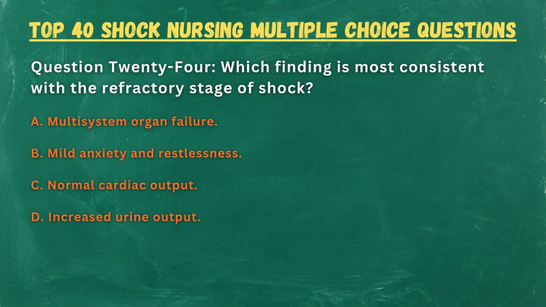Question 24. Which finding is most consistent with the refractory stage of shock? A. Multisystem organ failure. B. Mild anxiety and restlessness. C. Normal cardiac output. D. Increased urine output. Answer: A. Multisystem organ failure.